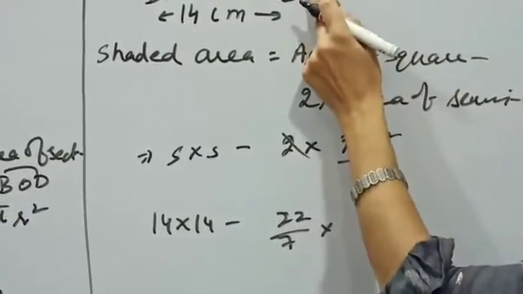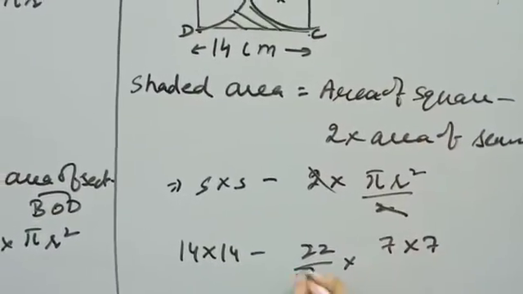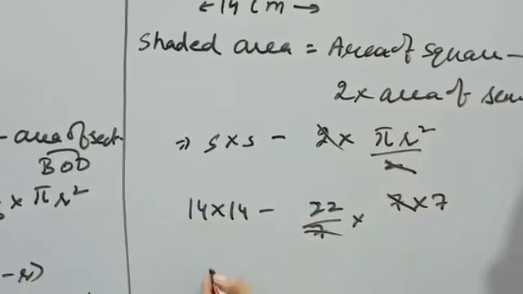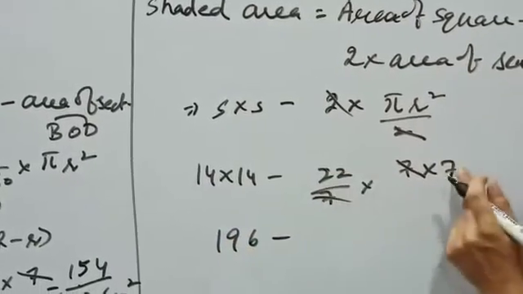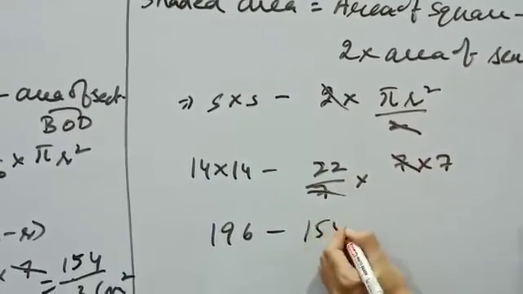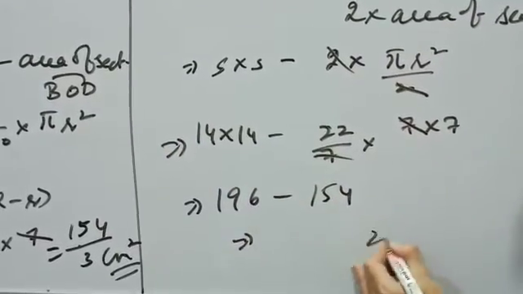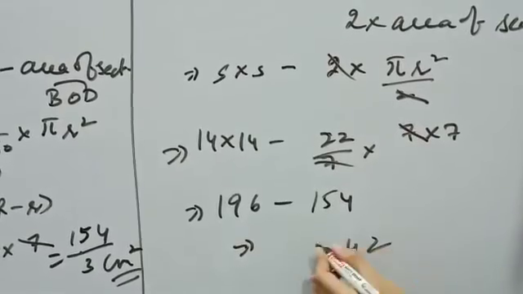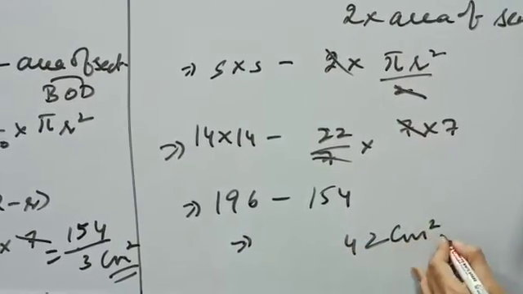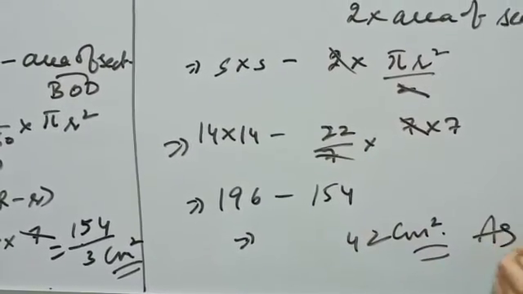As 14 is the diameter, the radius is 7, and 7 and 7 cut out. Then 14 14s are 196 minus 22 7s are 154. So this shaded area is left as 42 centimeter square, and this is the answer of the question.